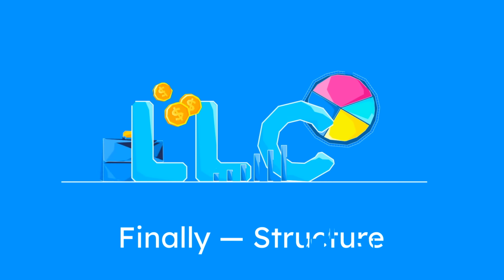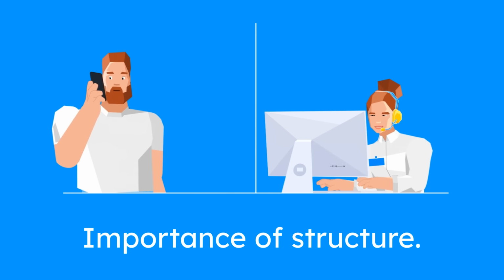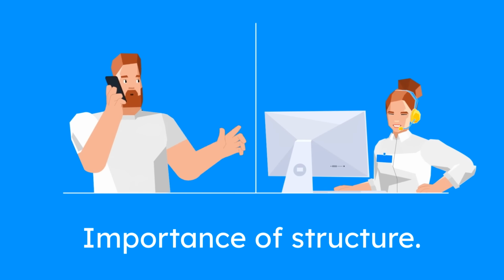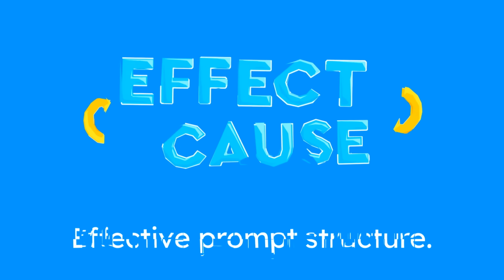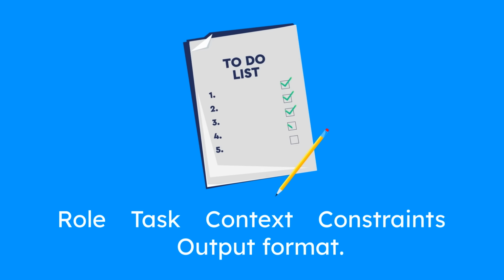Finally, structure. Structure is what turns a random request into a professional prompt. A simple and effective structure looks like this. Role, task, context, constraints, output format. Here's an example.